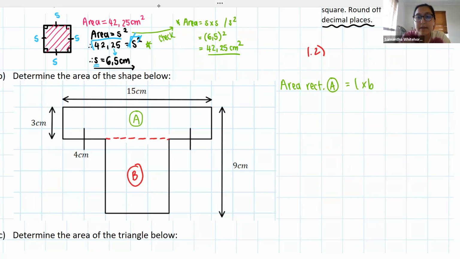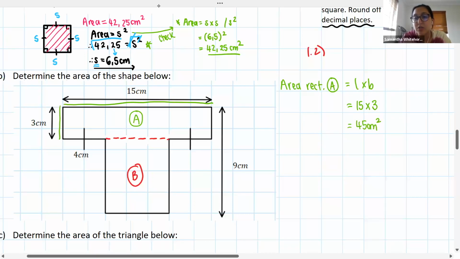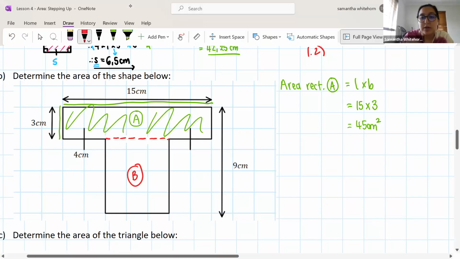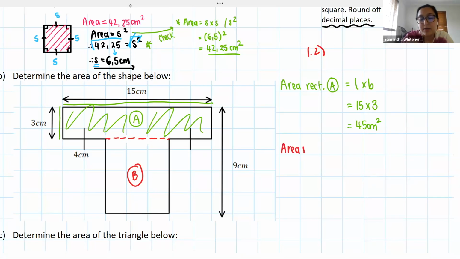Right, so if I want the area of rectangle A, we know that the area of a rectangle is length times breadth. So we need to work out what the length and the breadth of this rectangle is. We can very clearly see that the length is 15, so that's not a problem. And I can very clearly see that the breadth, or how wide this rectangle is, is 3 centimeters. Easy peasy. I can multiply those two values together and I get 45 centimeters squared. Now remember, this is an area, so it will be squared, but we have worked out the area of rectangle A. Now I can work out the area of rectangle B.